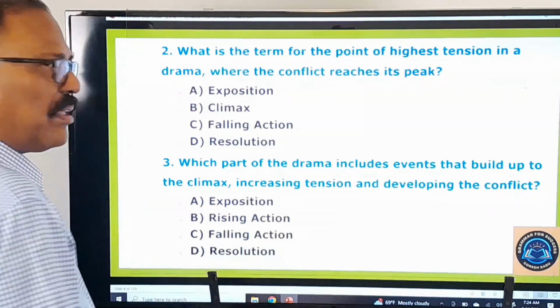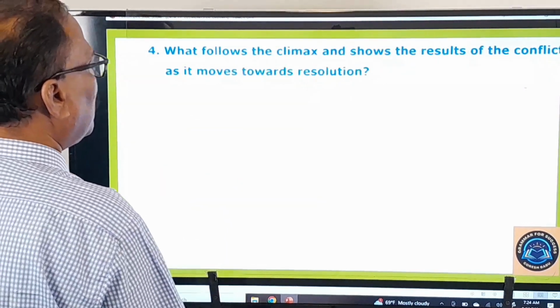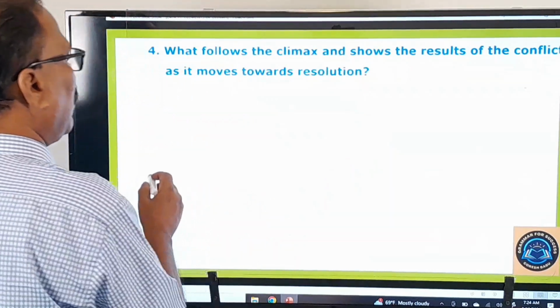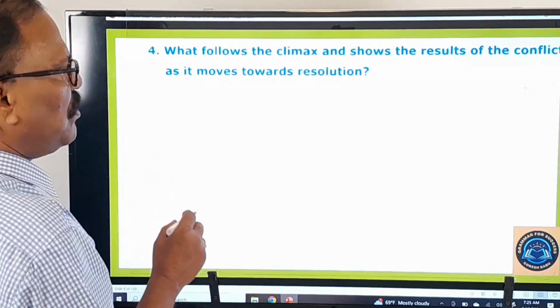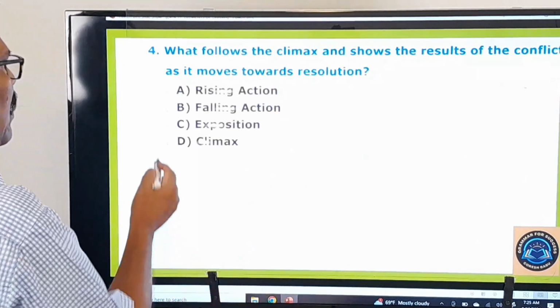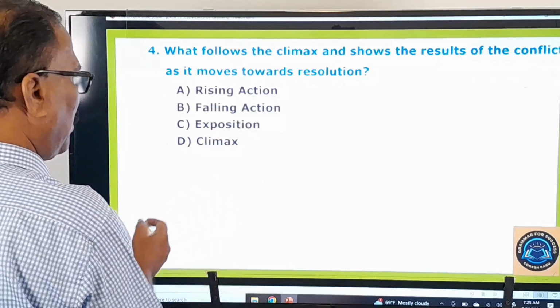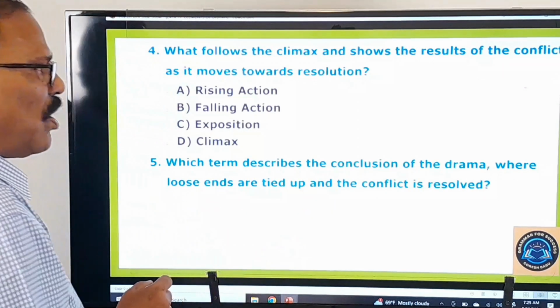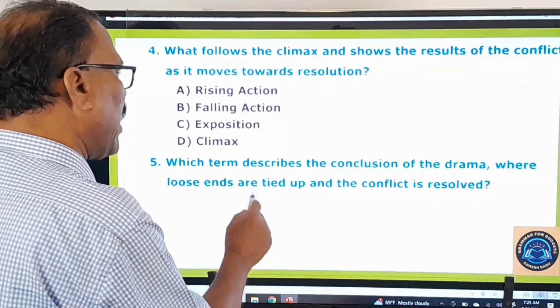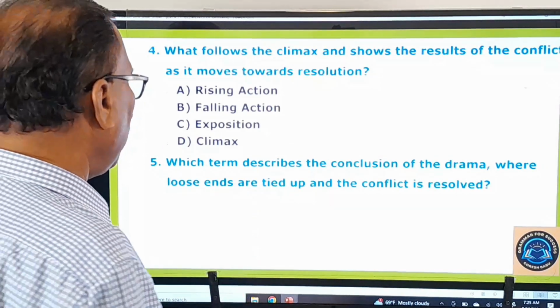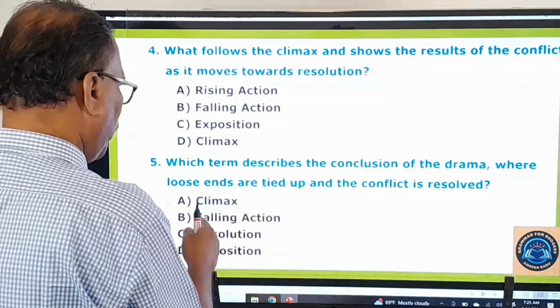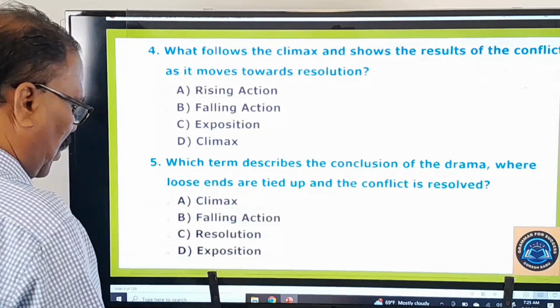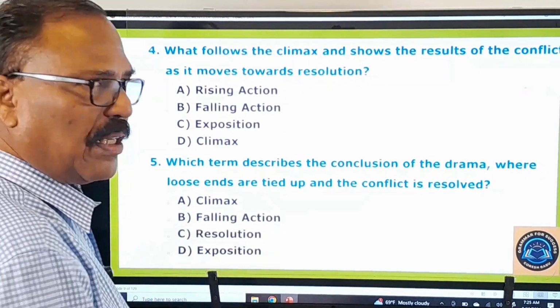And you go to the other questions. What follows the climax and shows the results of the conflict as it moves towards resolution? Rising action, falling action, exposition, climax. And here, which term describes the conclusion of the drama, where loose ends are tied up and the conflict is resolved? Climax, falling action, resolution, exposition. You know that very well. You go to other questions.